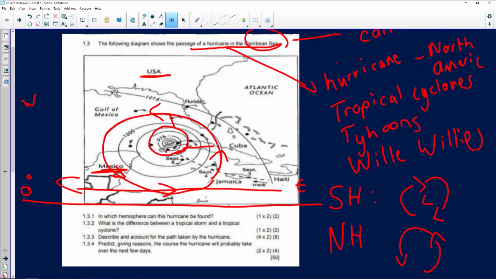Now, pay attention to the isobar reading. If you look at hurricanes and tropical cyclones, we know that the pressure is well below 1,000 hectopascal. Extremely low pressure system that happens.